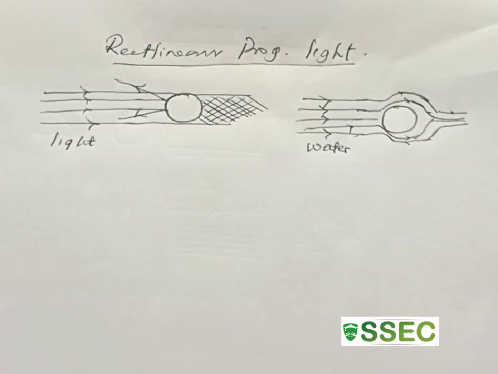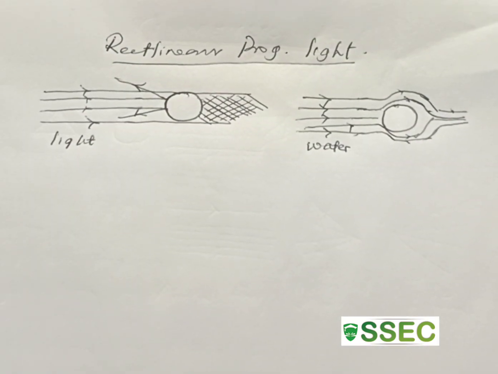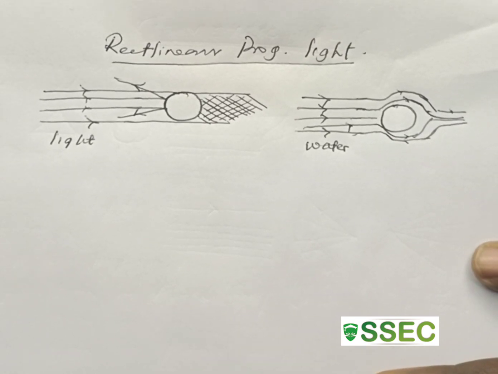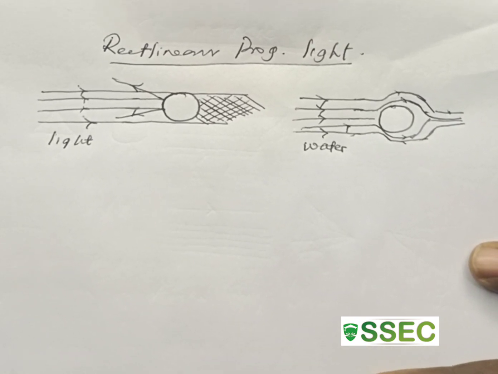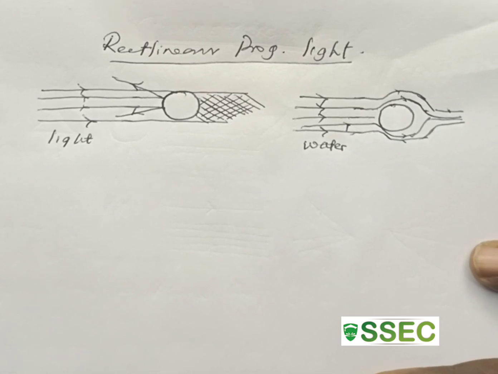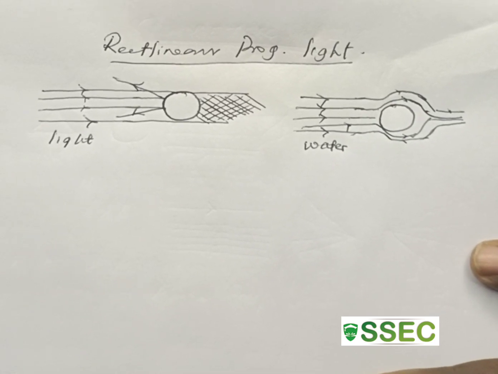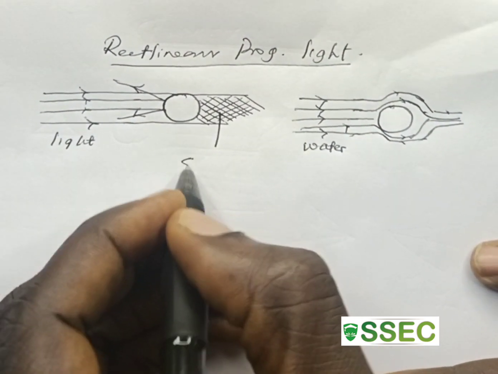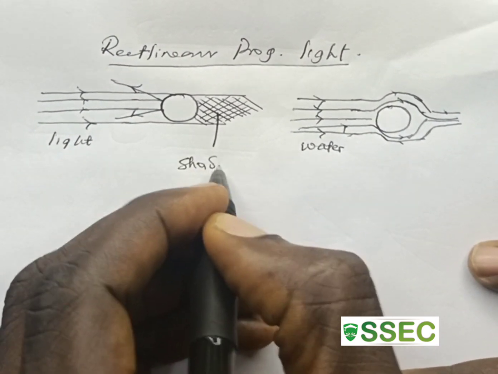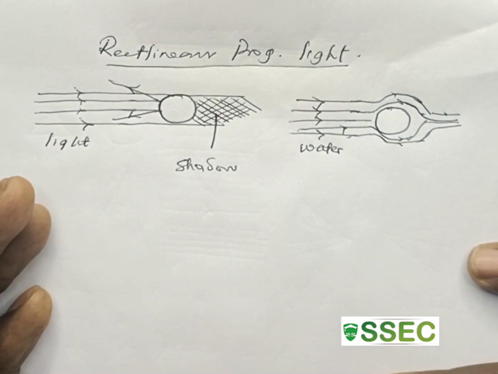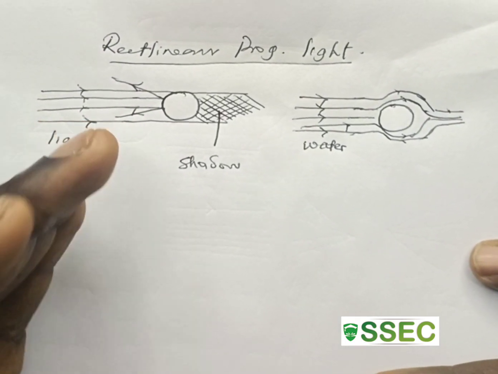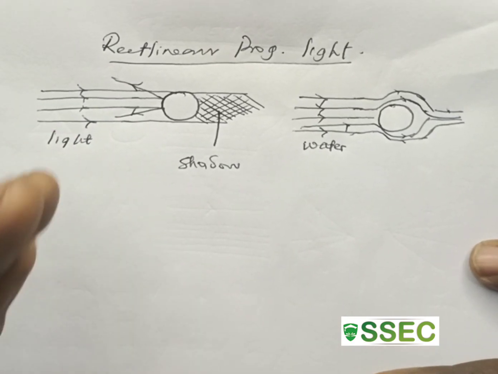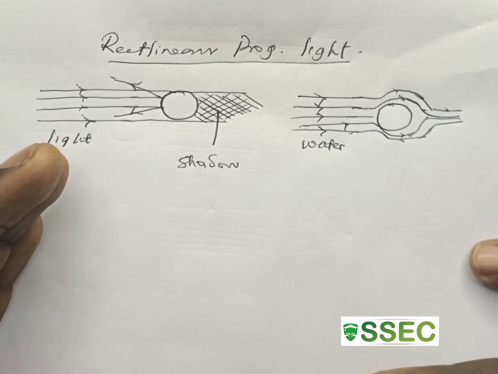Why? Light cannot bend around any object. Light travels in a straight line. So because light travels in a straight line, it cannot bend around objects. It leads to formation of what we call shadows, which can be defined as an area in which light do not reach due to an obstruction.